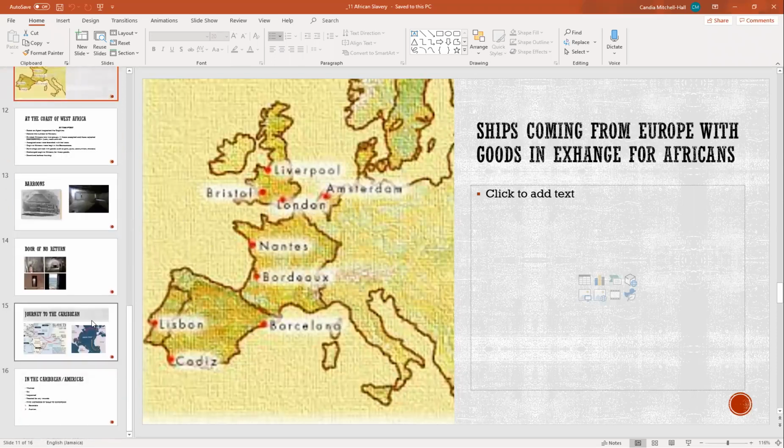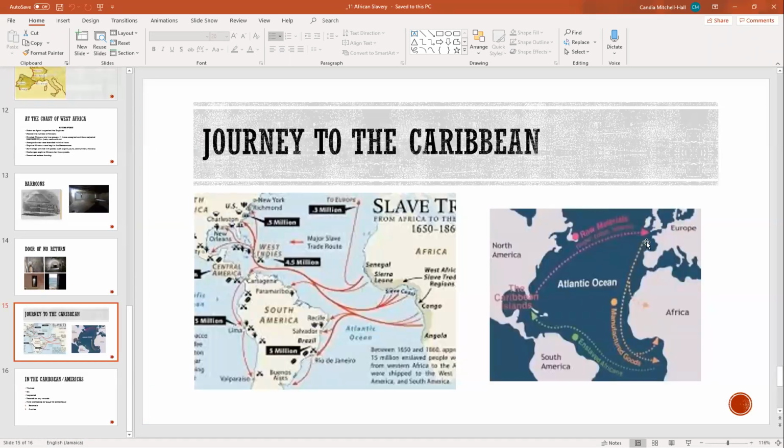Let us see if I can find a better map. So all of the ships, they are leaving from Europe and they are going to West Africa. On the ships, they are bringing goods to West Africa, right? To sell.